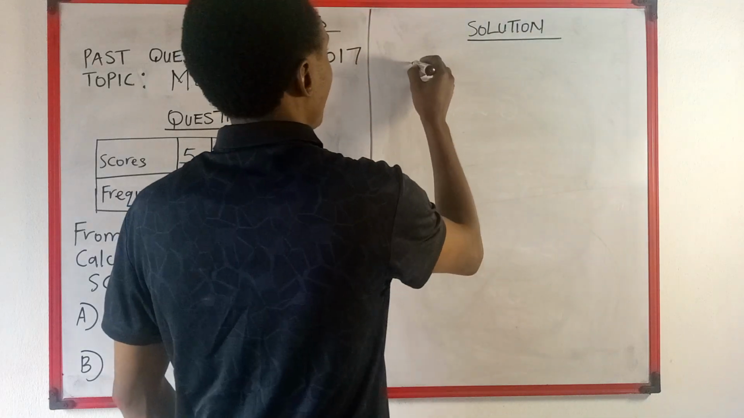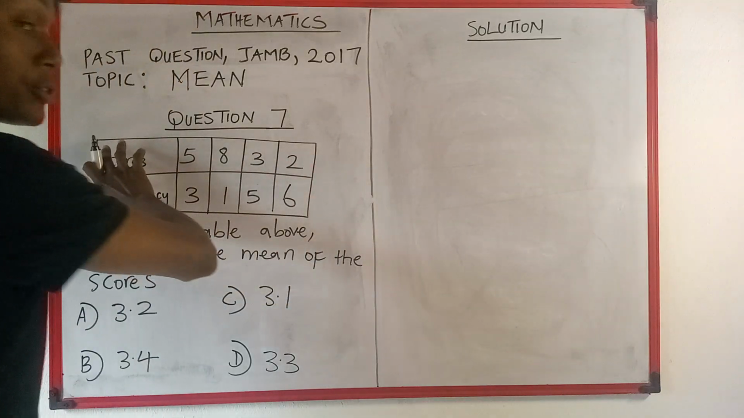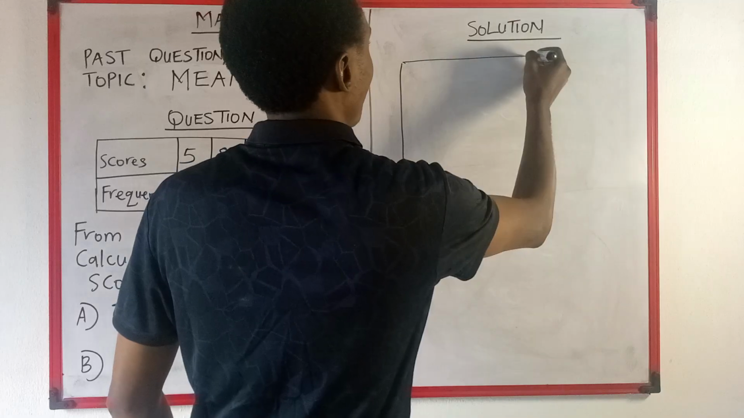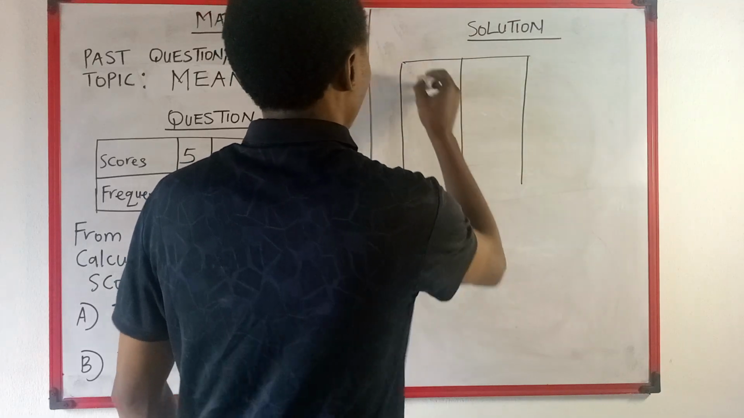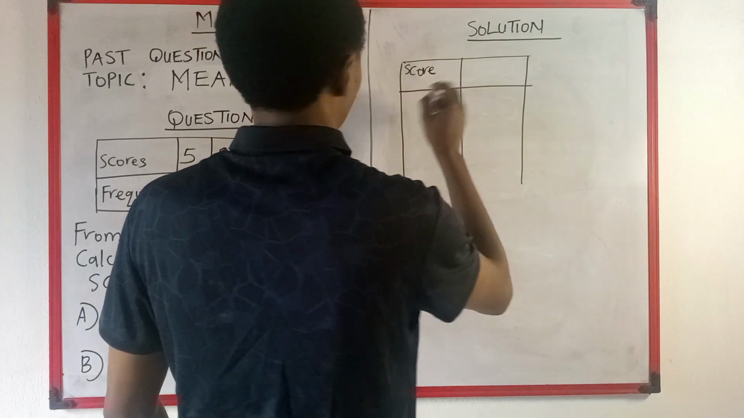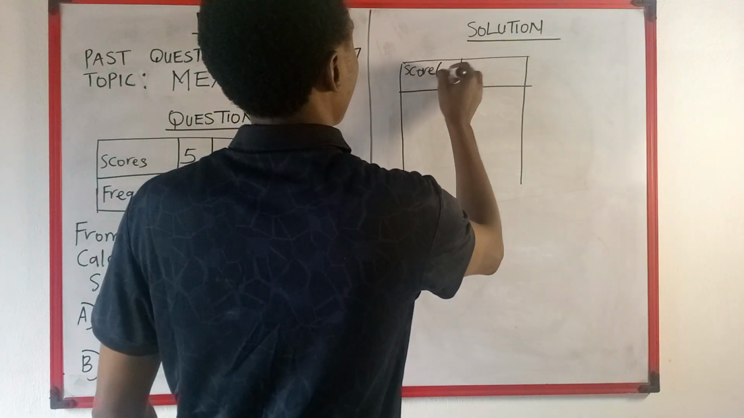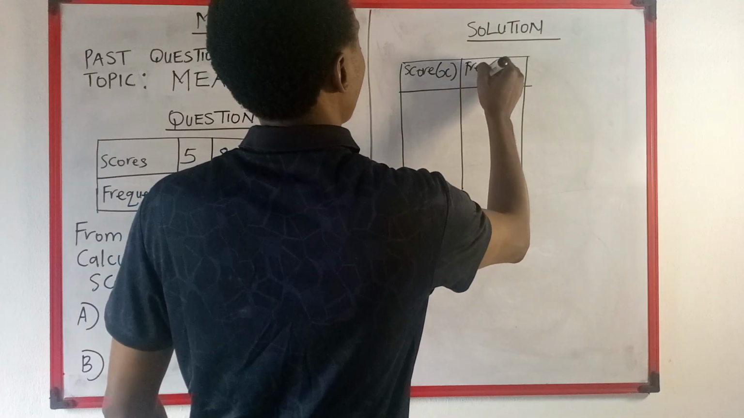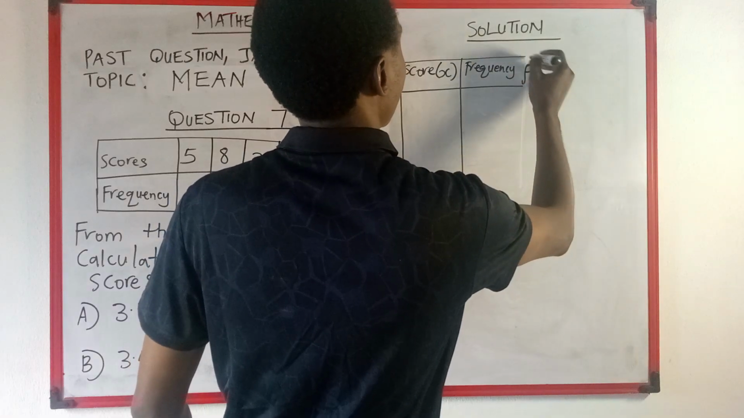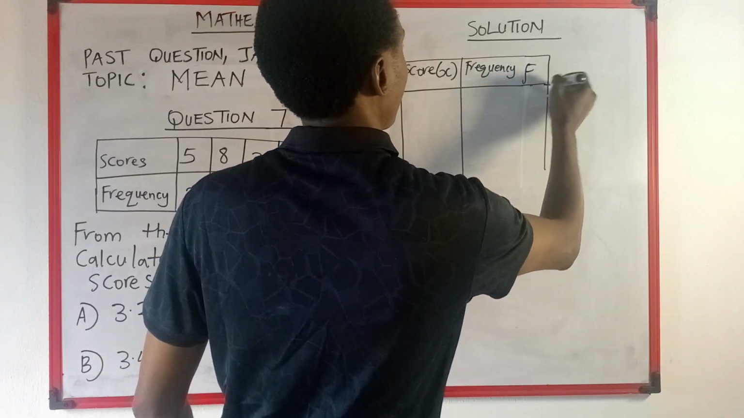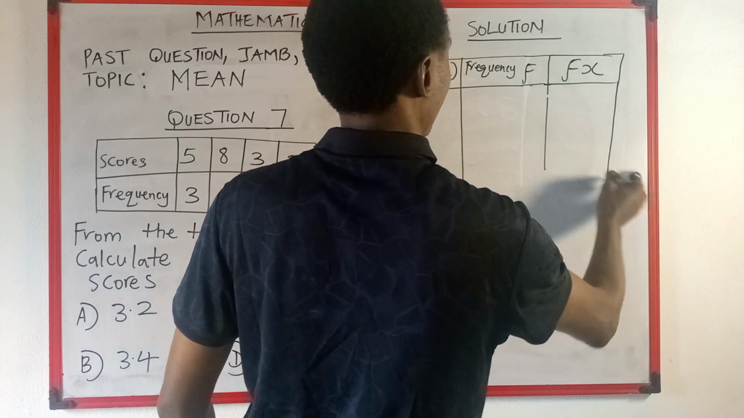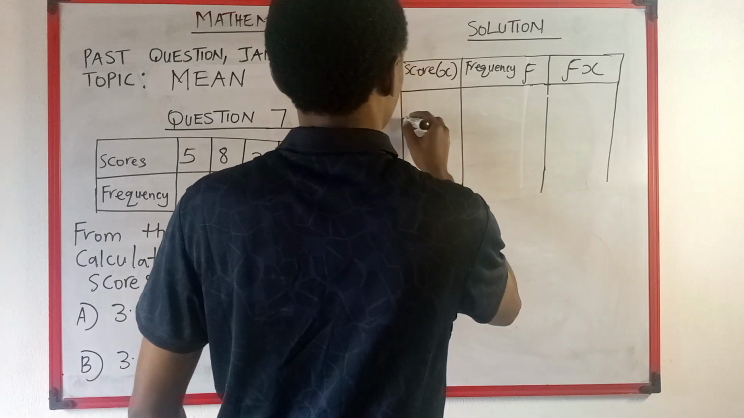Okay, so draw out your table. Take note, this table was in horizontal form, so I want to make it vertical for easy calculation. I'm going to put my score here and label my score as S. I'm going to put my frequency here and label my frequency as F. Then I'm going to put here Fs. Don't worry, when we get to that, I'll explain why I'm using Fs.